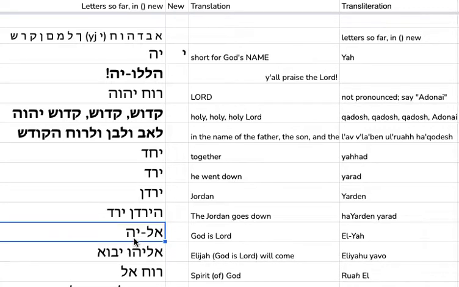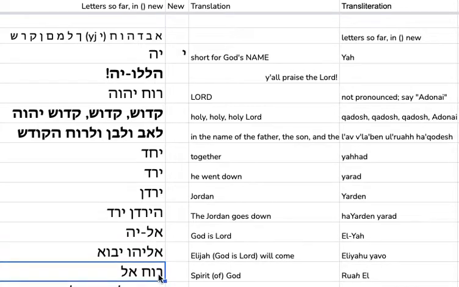El Yah, God the Lord, or God is the Lord. Okay. El Yah. And this is where we get the name Eliyahu. Okay. Eliyahu. So these three letters is three instead of two, abbreviation of the four-letter tetragrammaton. Eliyahu, Elijah, Yavo, will come. Elijah will come back. Eliyahu, Yavo. So this is the future of Ba. You put a yud at the beginning of it. Yavo. Okay.